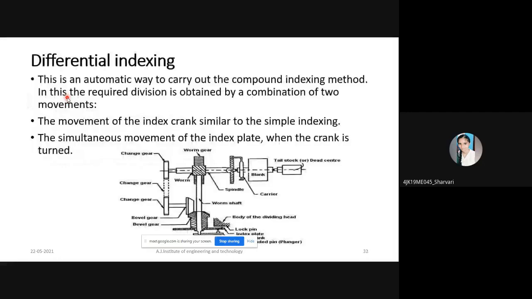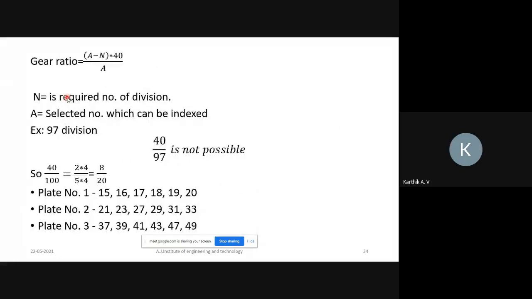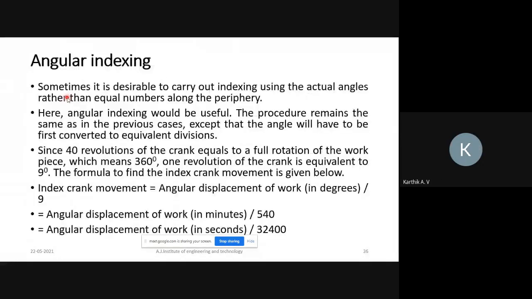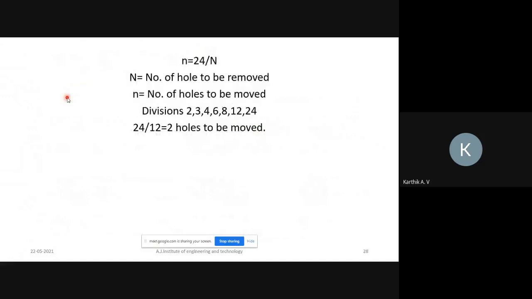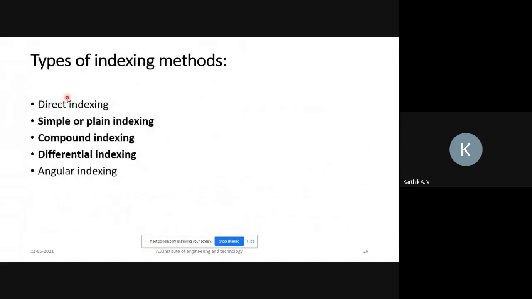Next are the differential indexing mechanism and one more, the angular indexing mechanism. That we'll see in the next class after the exam. So now understood, right? The different varieties of indexing mechanism. Indexing mechanism is nothing but dividing the periphery into an equal number of parts. The methods are direct indexing, simple or plain indexing, compound indexing, differential indexing, as well as angular indexing. It is a little bit complicated concept.